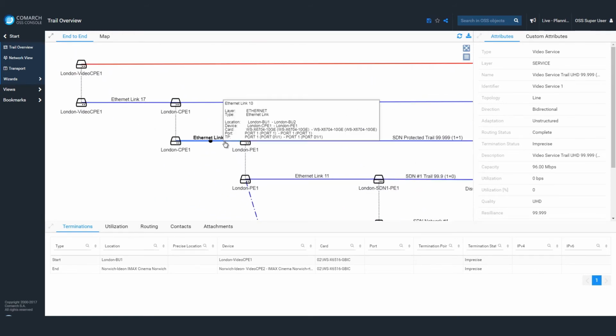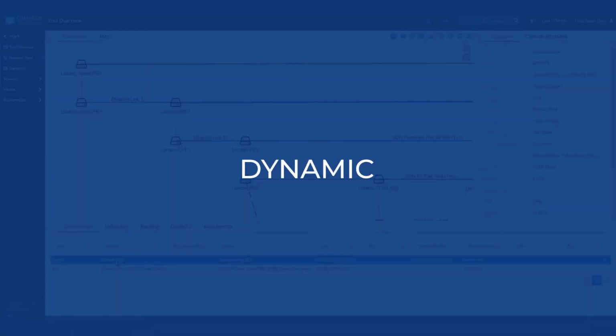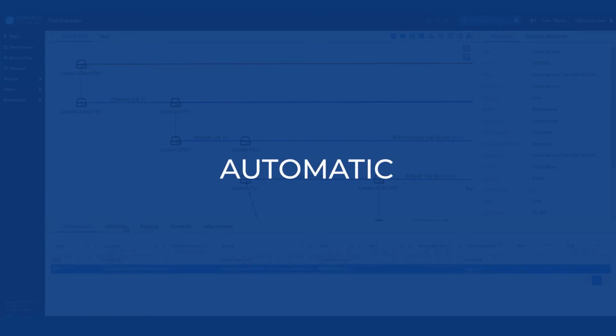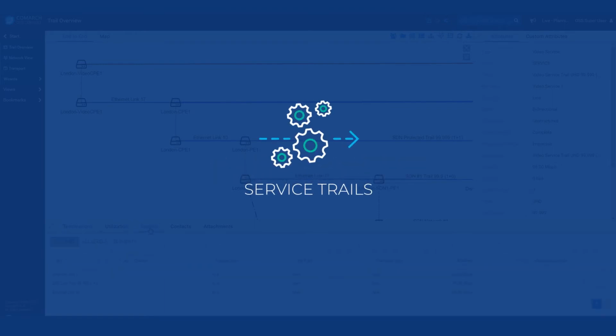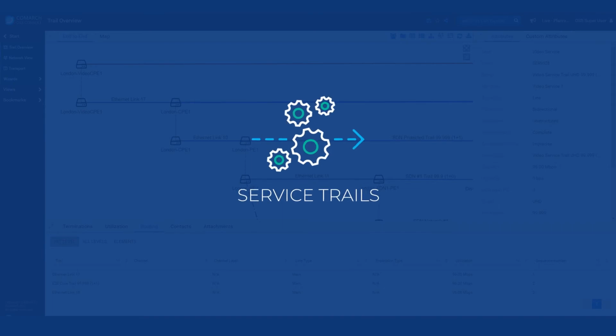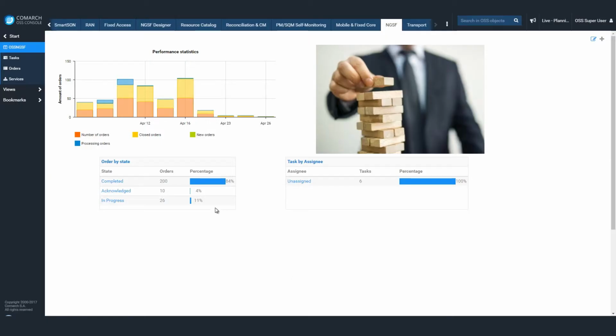Comarch Real-Time Network Inventory enables the dynamic and automatic creation of service trails, including details of hierarchy decomposition that can be drilled down to a very detailed level. At the end, the service is provisioned.